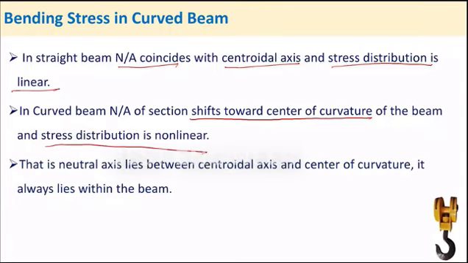The neutral axis lies in between the central axis and the center of curvature. It always lies within the beam. The neutral axis does not shift out of the beam.